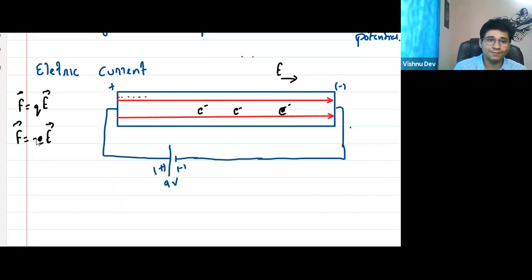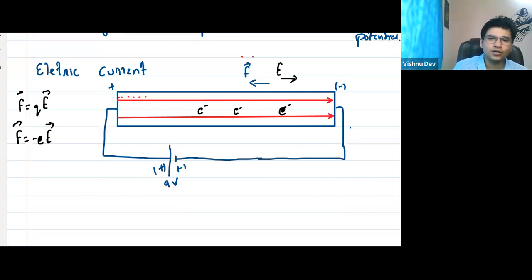Because if the electric field is in this direction, the force will be in the opposite direction. So the force on the electron is in this direction. So tell me, the electrons will move from which side to which side? Negative to positive, very good.